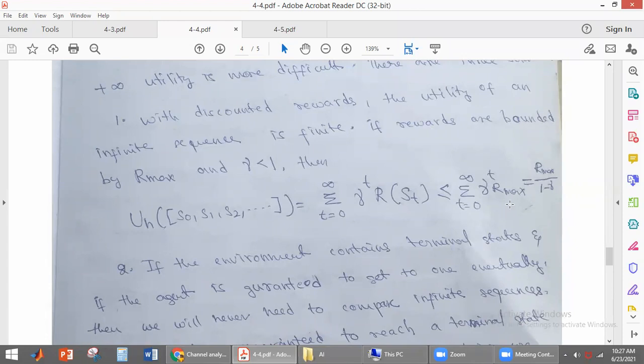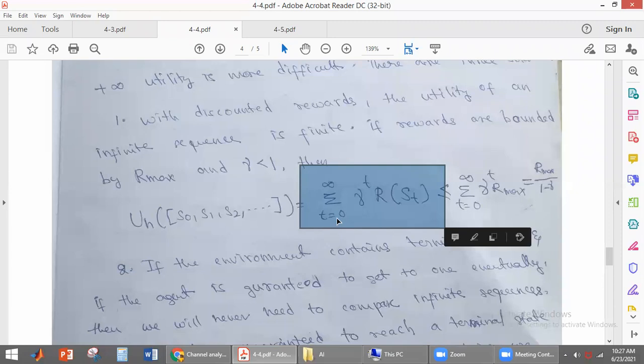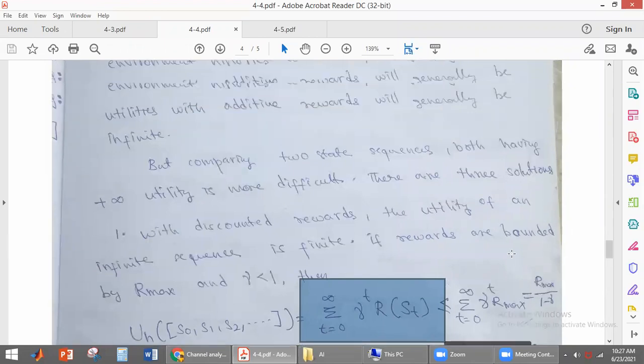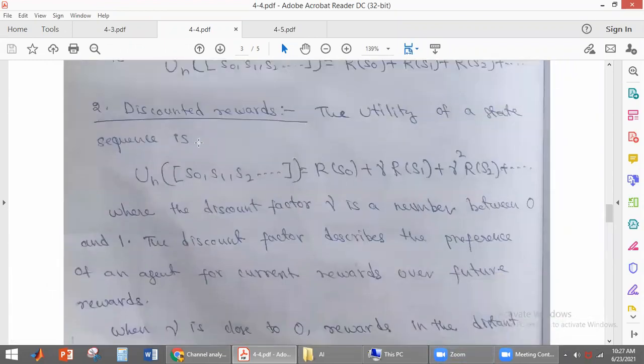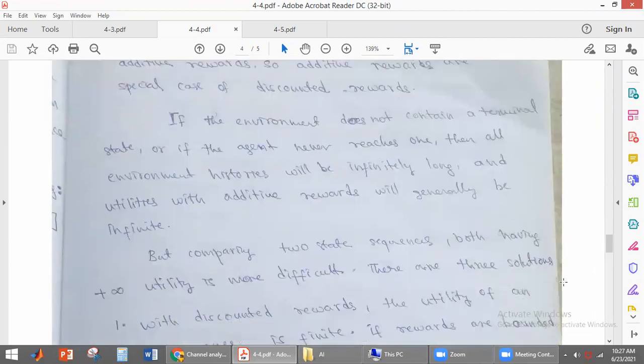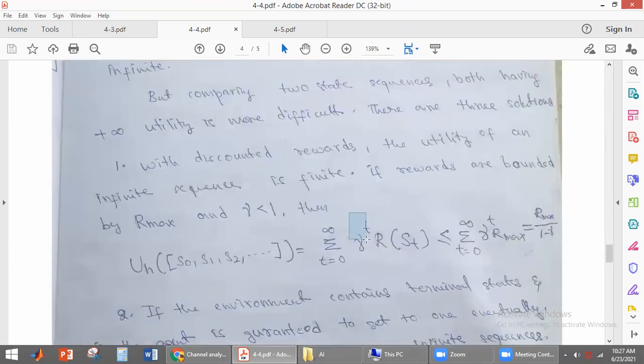How will it be finite here? This is the discounted reward formula. Substitute t equal to 0, we get R of 0. T equal to 1, it is gamma R of 1. T equal to 2, gamma square R of 2. The same equation we get by expanding the summation. So this is the equation of discounted reward.